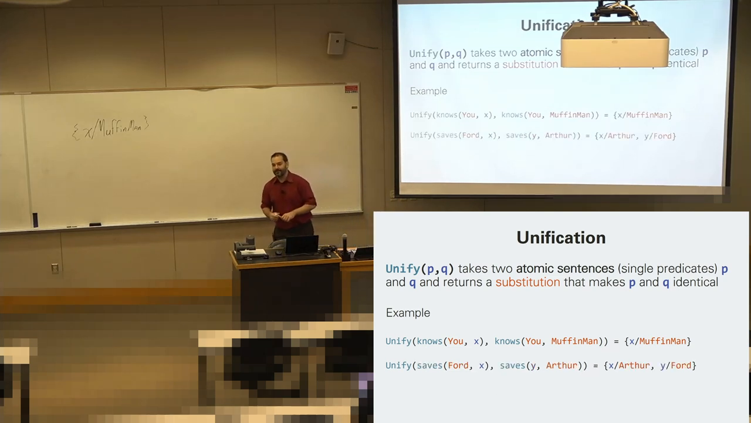What if I have variables floating in both of the sentences? I can still make substitutions, right? So in this situation, I still have that X, Ford saves something, and Y saves Arthur. Is there a way for me to substitute that X and that Y and make these sentences equal to each other? And yes, that's exactly what we can do.